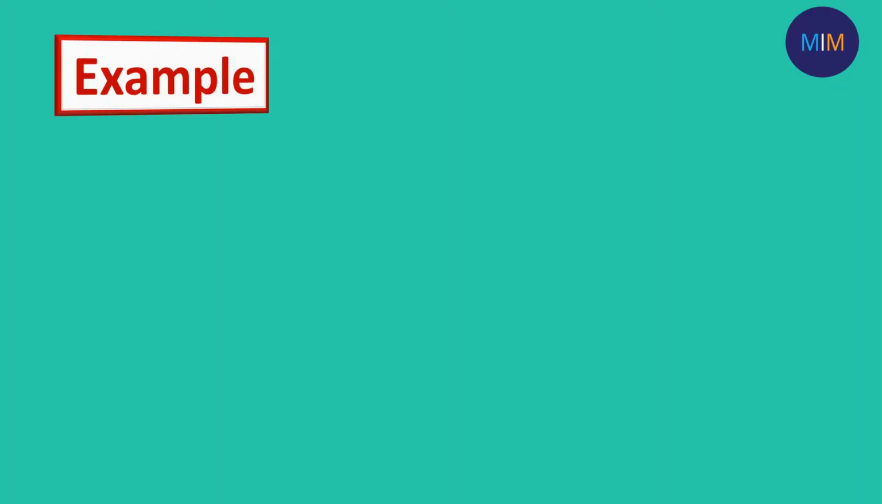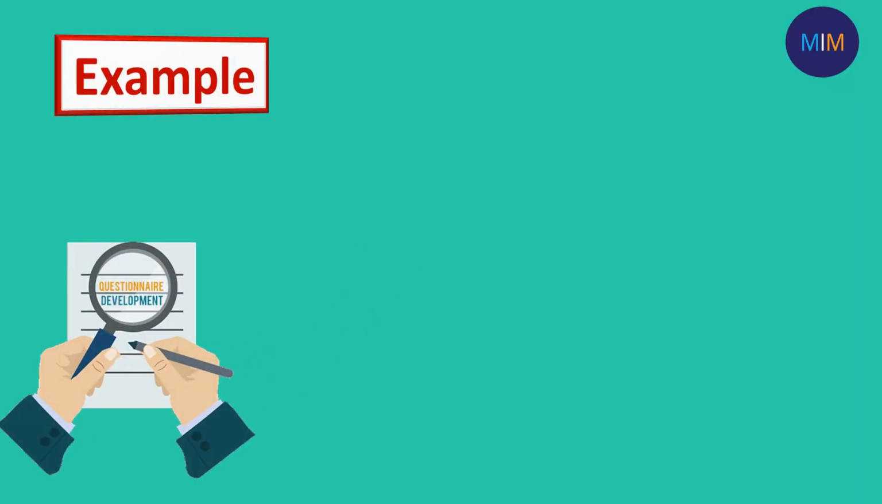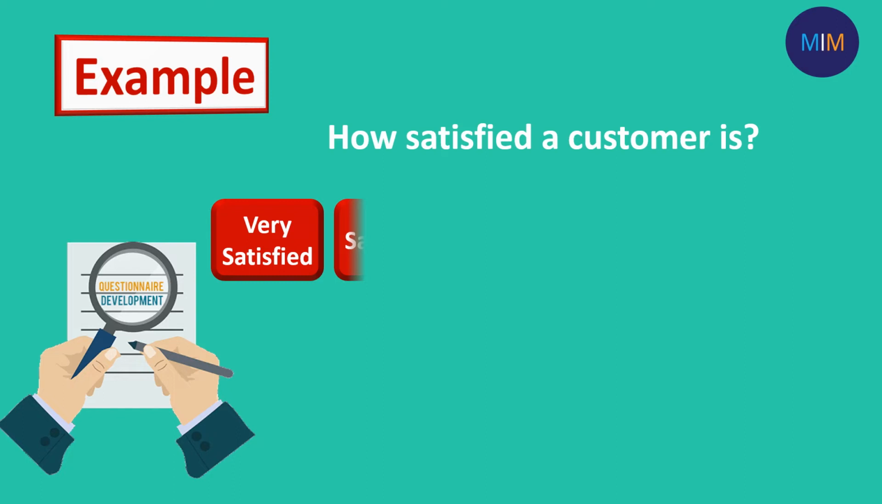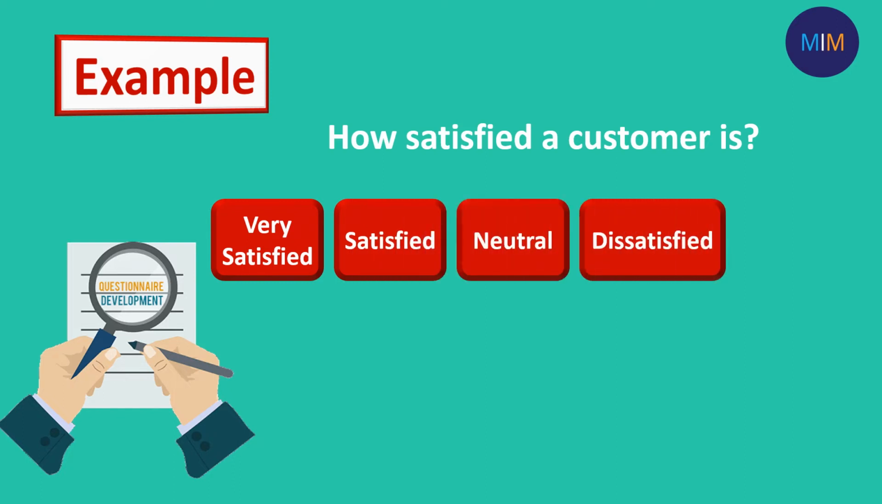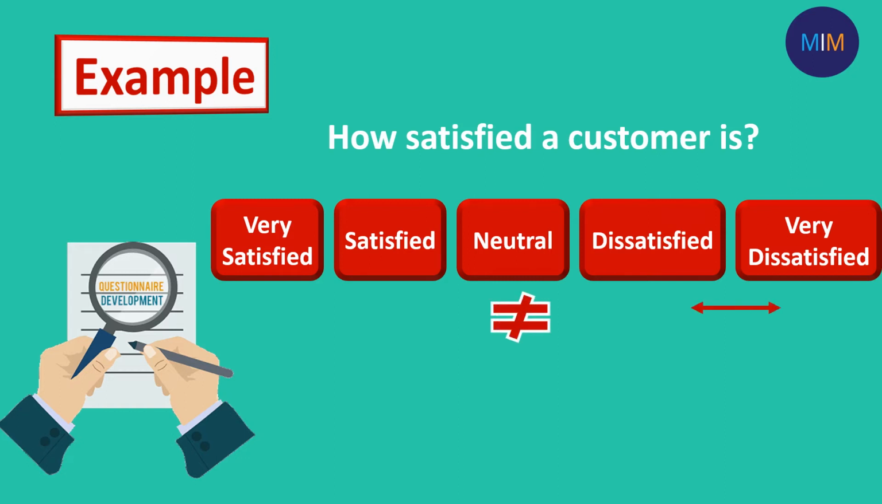For example, it is often used to measure attitudes and perceptions. A survey may ask how satisfied a customer is on a 5-point Likert scale, from very satisfied to very dissatisfied. This data is ordinal since it is unknown whether the intervals between each value are equal on a 5-point scale. The difference between dissatisfied and very dissatisfied is not perceived to be the same as the difference between very satisfied and satisfied.